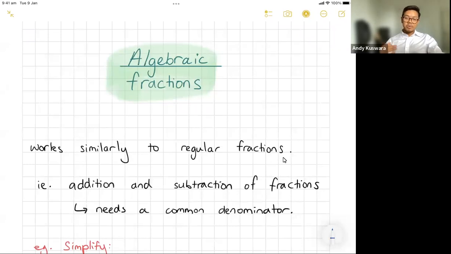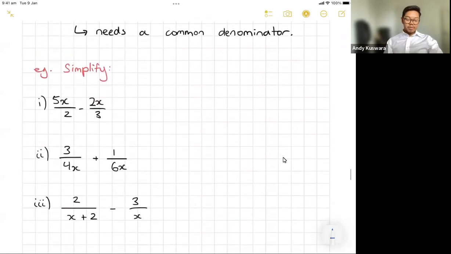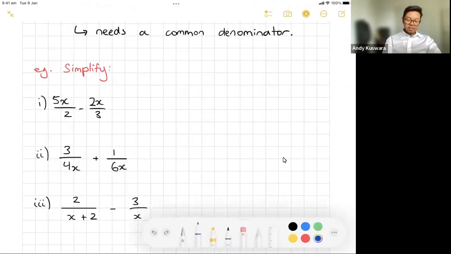Now, just remember, when we're talking about algebraic fractions, if we're adding and subtracting them, we'll need a common denominator. If we're multiplying and dividing, there's a separate set of rules. Let's have a look at some of these. These are algebraic fractions, and we're definitely adding or subtracting. You can see here, minus, plus, minus. I'll show you how we deal with questions like this.